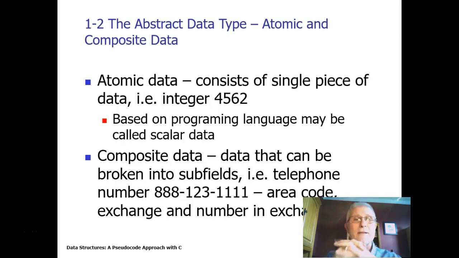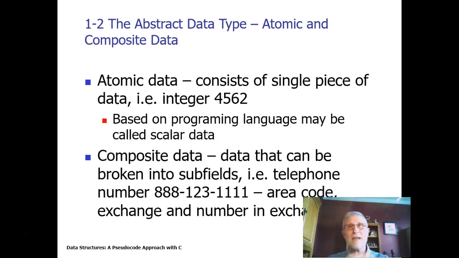Okay, we'll change that. Now, atomic data and composite data. Atomic data consists of a single piece of data, something like an integer, in this case 4,562. It can't be broken down. In some languages you may hear it called scalar data. But basically, atomic data is a single piece of data that you can't break down any further.